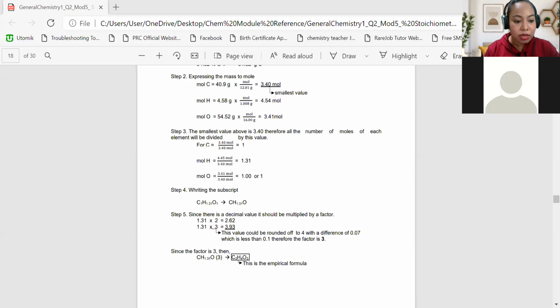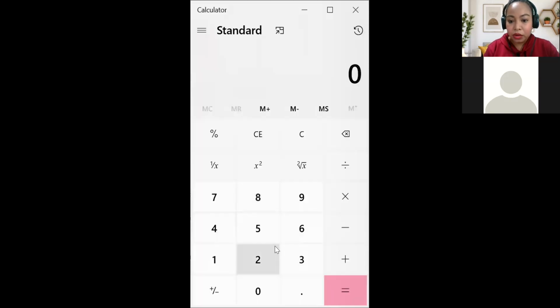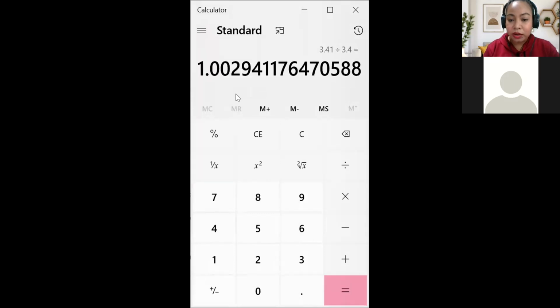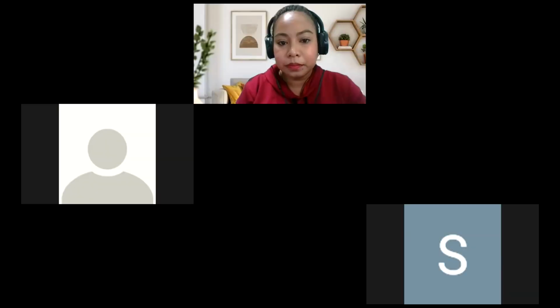Let me bring out the calculator so I can share it. So we have 3.41 divided by 3.40. The answer is 1.00, and since we only cater to two decimal places, it is 1.00. So 1.00 reduces to just 1.